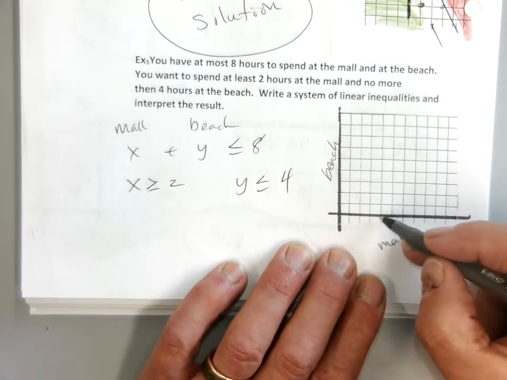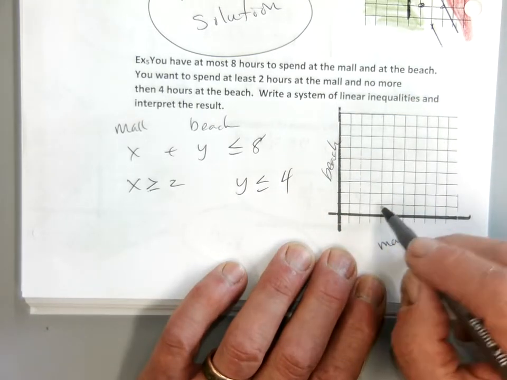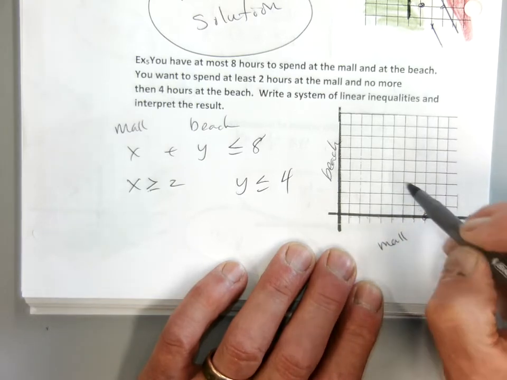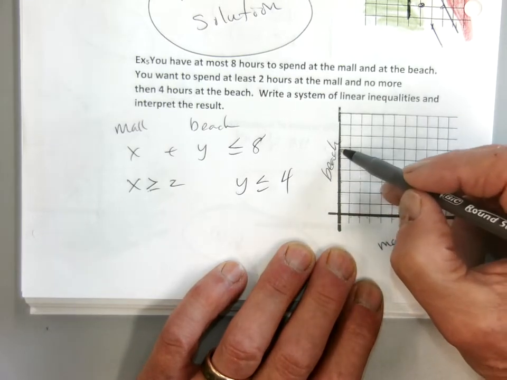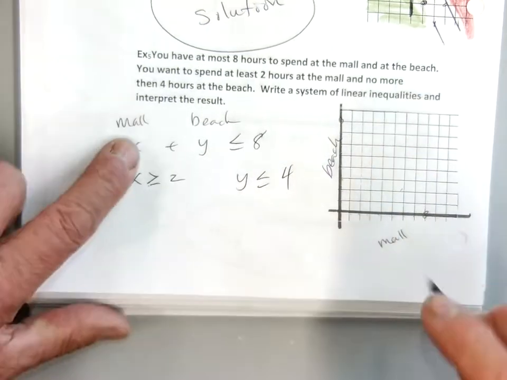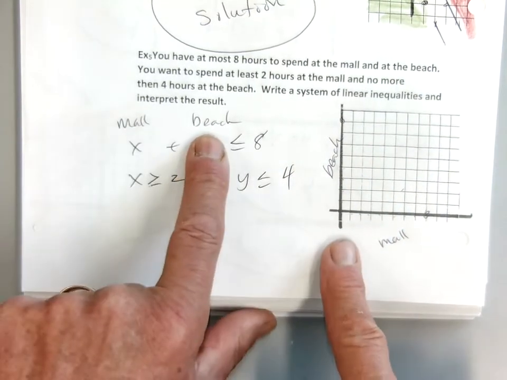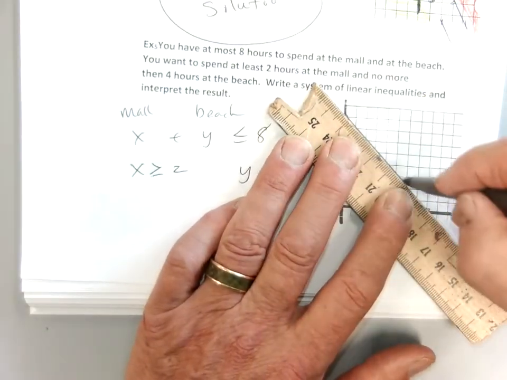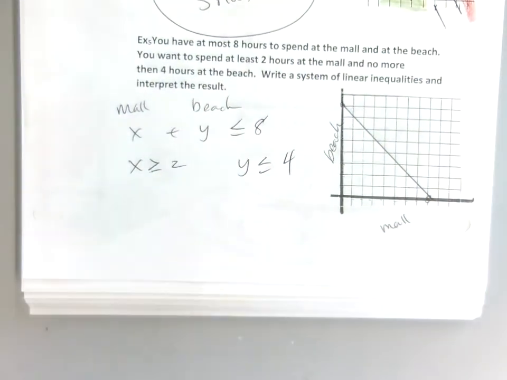1, 2, 3, 4, 5, 6, 7, 8. I'm just doing the cover-up method, right? Y equals 8, x equals 8, right? I'll let you catch up. And again, for obvious reasons, I stop here, right?